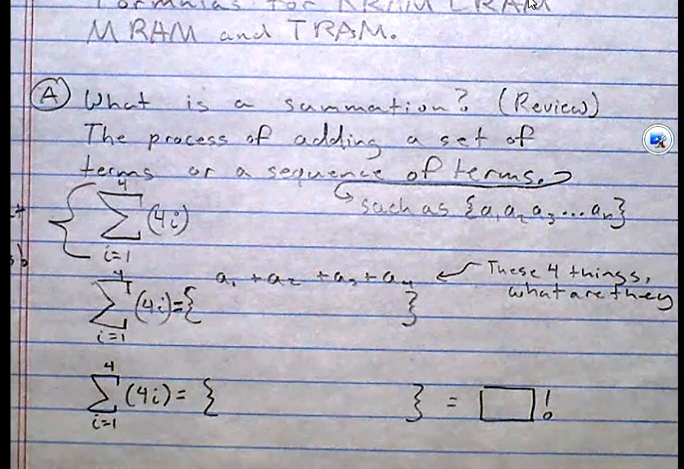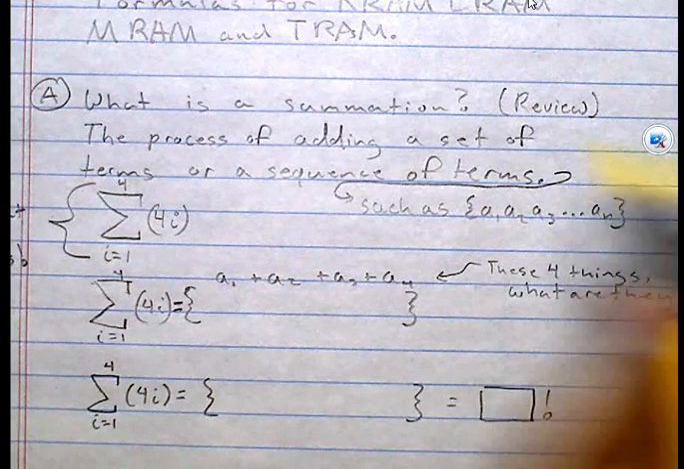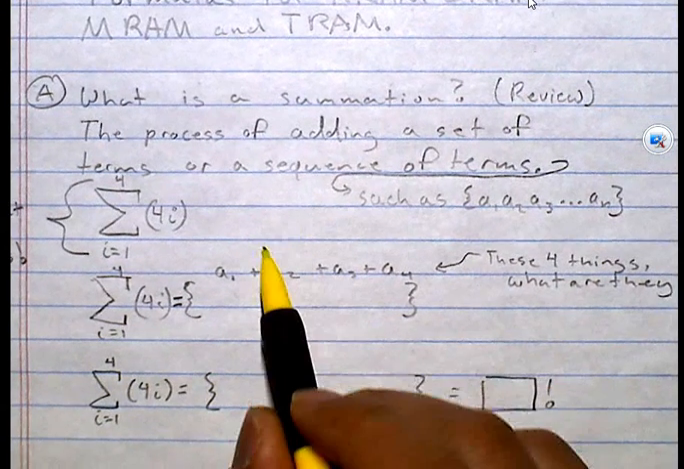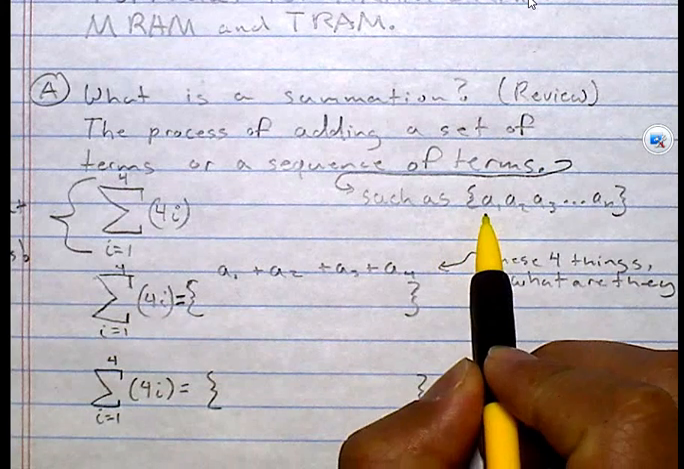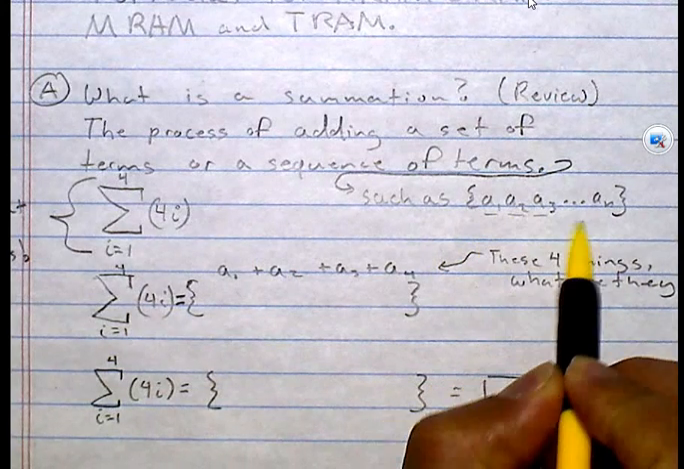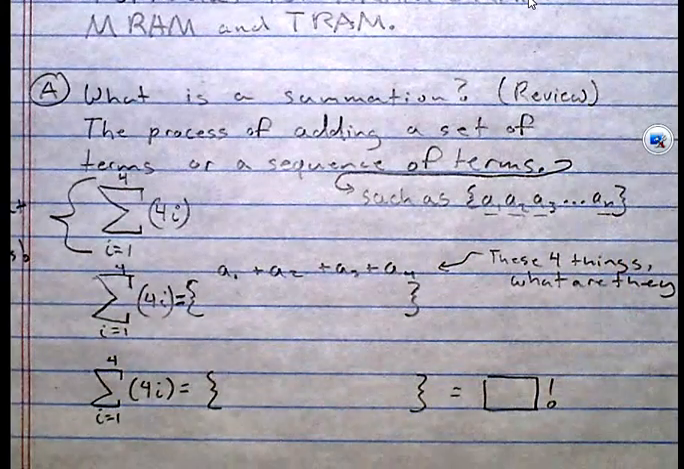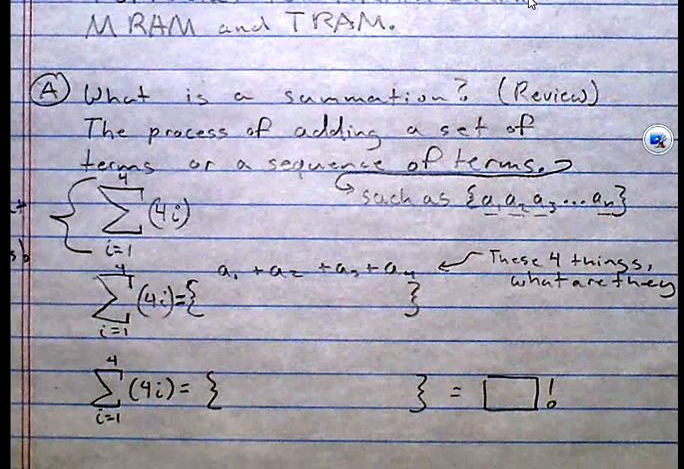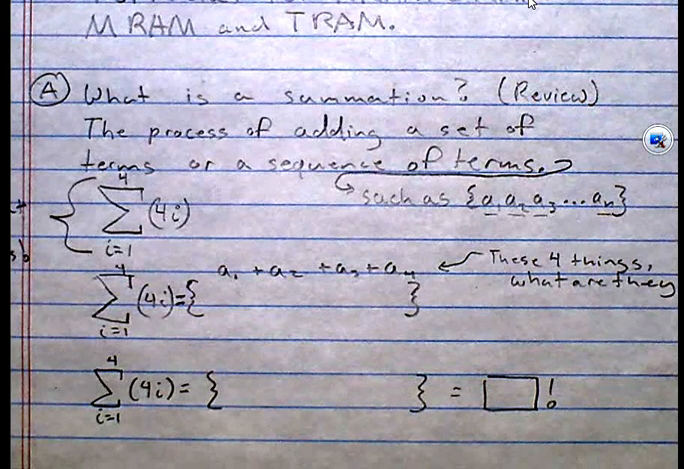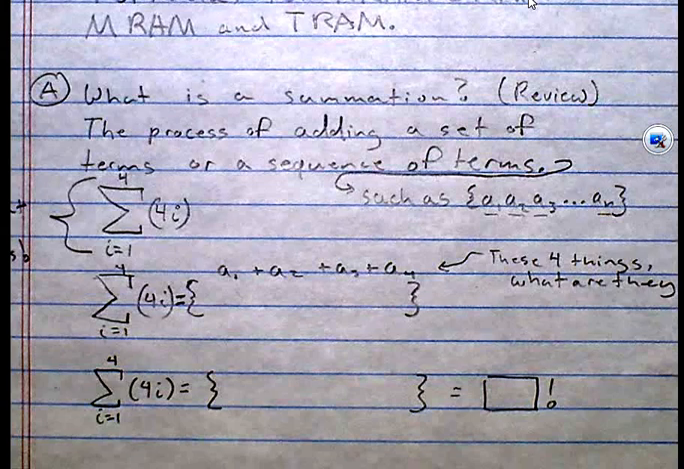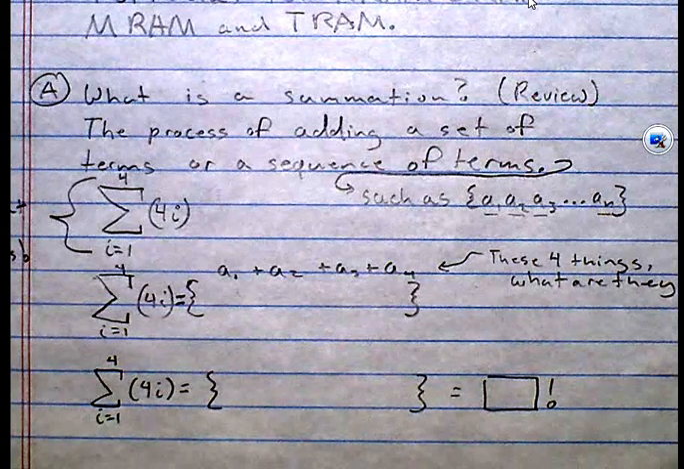What is a summation? It is the process of adding a set of terms or a sequence of terms, such as first term, second term, third term, all the way to an nth term. So you could do this for two things, or adding an infinite amount of things, or adding 10 things. But you really can't add like 5.5 things. That doesn't work.